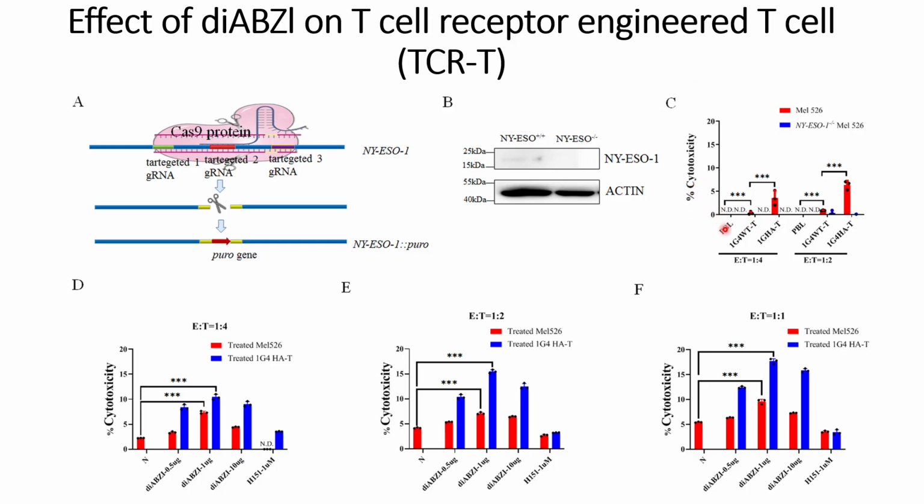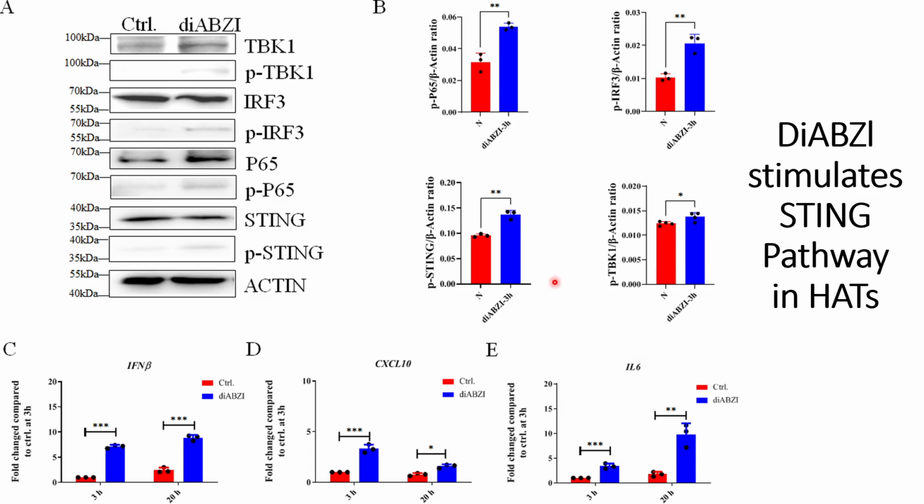One of the hypotheses is that these engineered T cells will stimulate STING signaling pathways when they get treated with DiaBZl. The concentration that we found is around 1 microgram of DiaBZl, which is the optimum concentration at which cytotoxicity of the engineered T cells against the tumor will be maximum. So that's about the previous video.